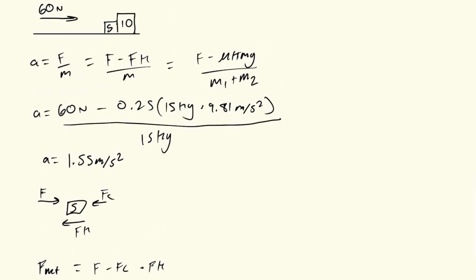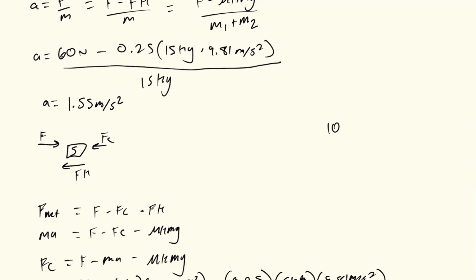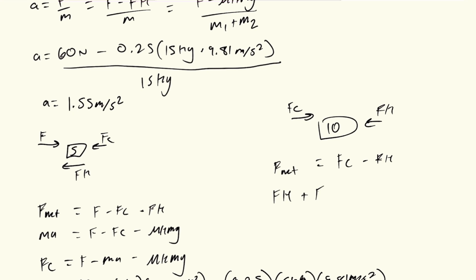Now, to know we did this right, we have to see if we get the same thing for the other block, the 10 kilogram block. For the 10 kilogram block, the forces acting on it will be the Fc and the friction. Our net equation, F net, is equal to Fc minus Fk. To isolate for Fc, we simply move Fk to the other side. So Fk plus F net is equal to Fc.